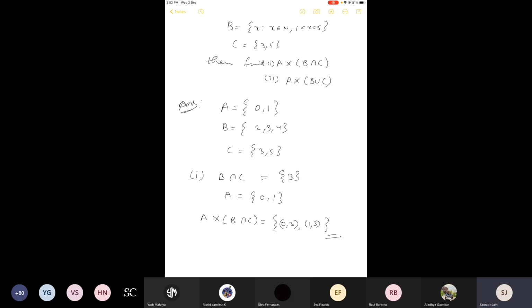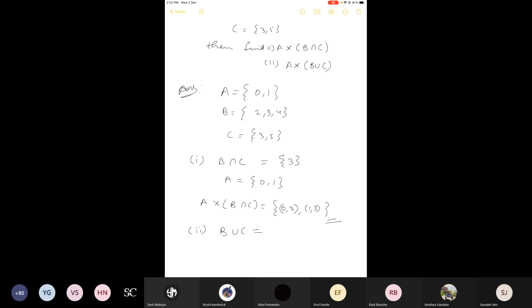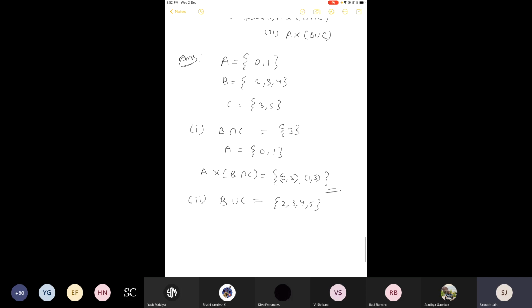Now the second question is A cross B union C. So we need to find B union C first. What is B union C? 2, 3, 4, 5. Yes. I have already taught you what is union, intersection, everything. Therefore, A cross B union C: this is A, this is B union C. A should be coming first.